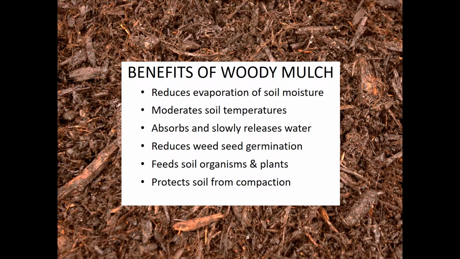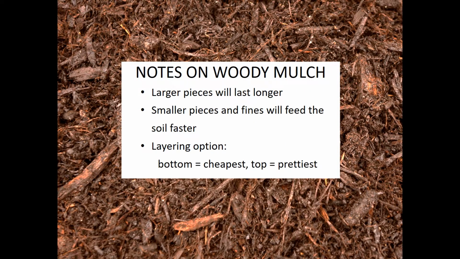Woody mulch reduces evaporation of soil moisture, moderates soil temperatures, absorbs and slowly releases water, reduces weed seed germination, feeds soil organisms and plants, and protects the soil from compaction. Mulch that is larger will last longer. Mulch that has smaller pieces and finer organic material will break down faster and feed the soil more quickly. Consider a layering option to extend the life of mulch and perhaps save money by using a less expensive mulch on the bottom and a more attractive mulch as the top layer.